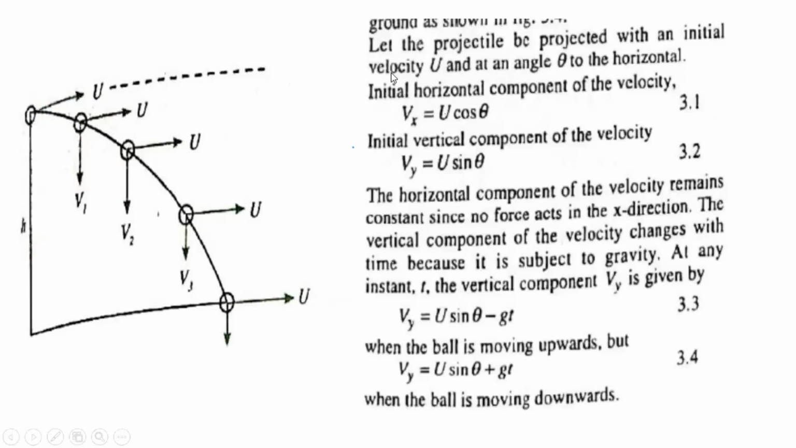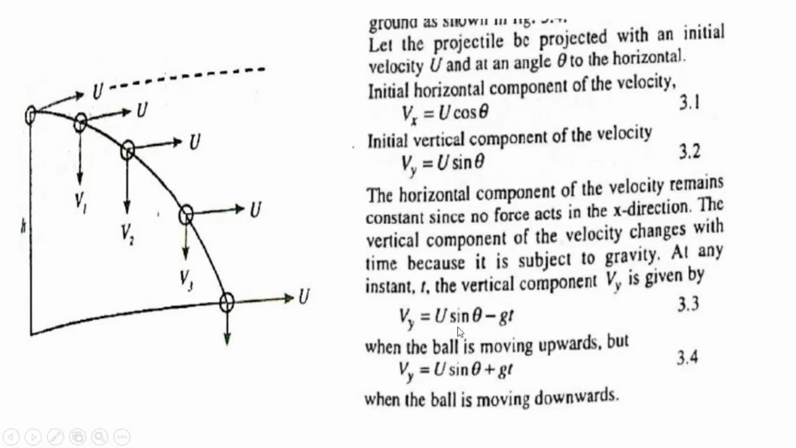Okay, so they are saying, let the projectile be projected with initial velocity u at an angle theta to the horizontal. We just explained this one. The horizontal component becomes u cos theta, while the vertical component becomes u sin theta. If you remember, v equals u, so if you are moving against gravity, it will become minus: v equals u minus gt.